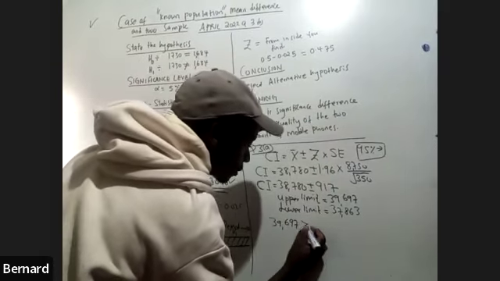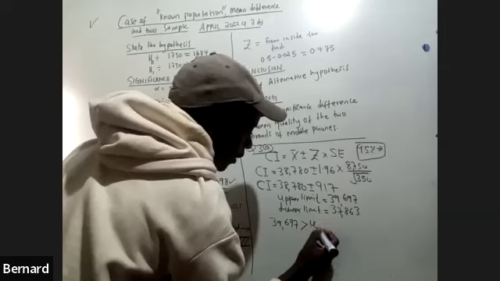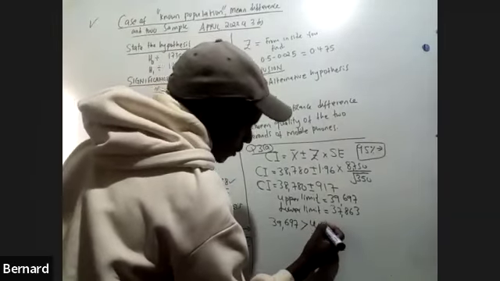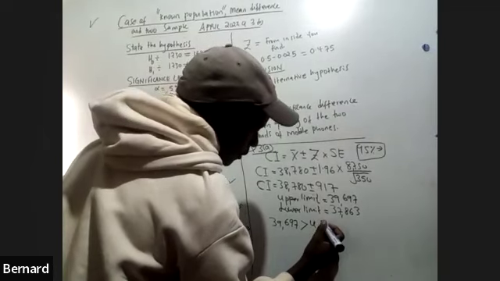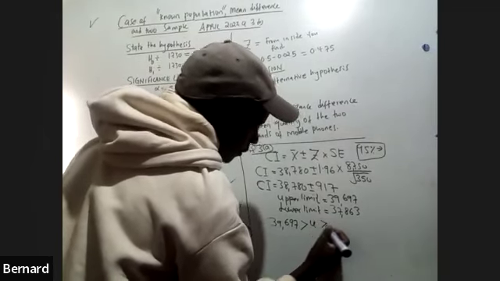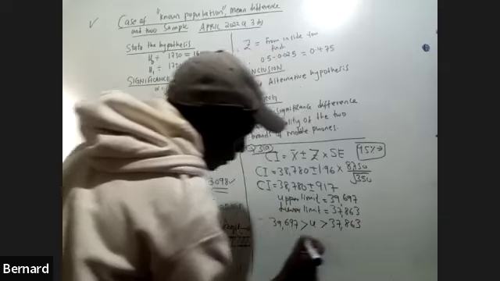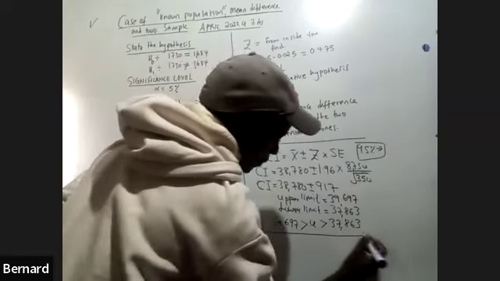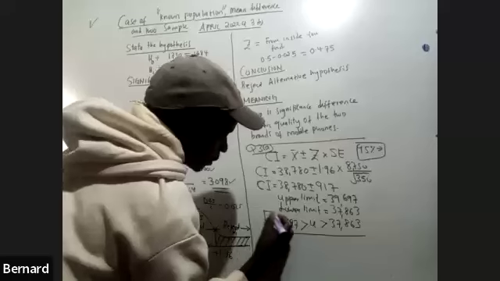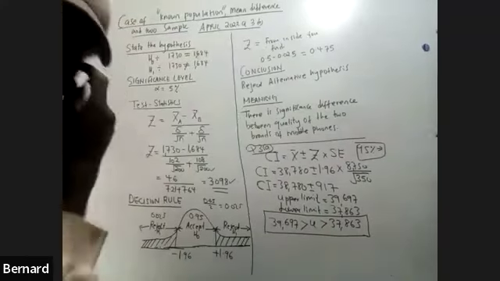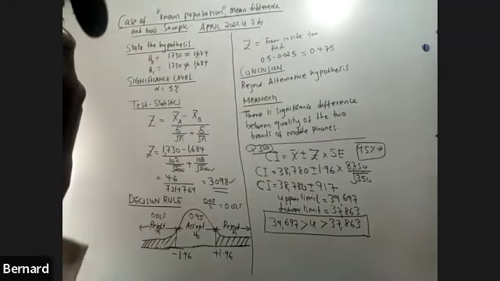So we can say 39,697 is greater than our mu, and our mu is greater than 37,863. That is our confidence interval.